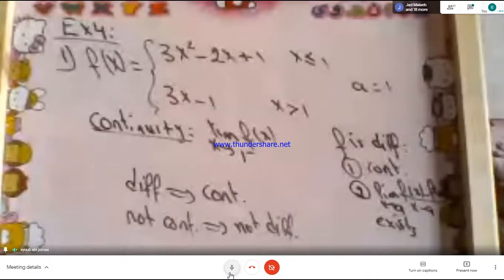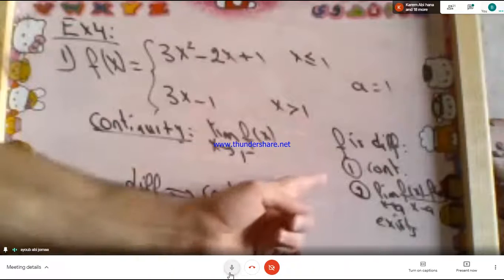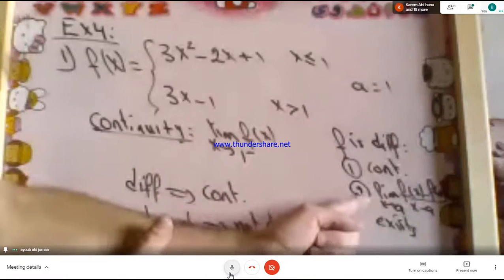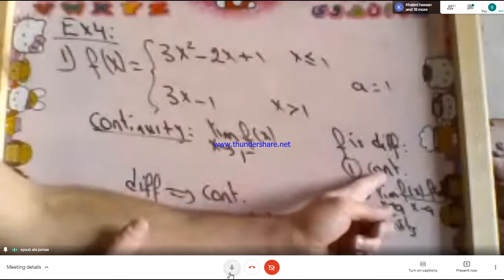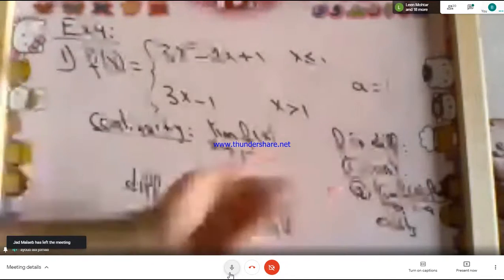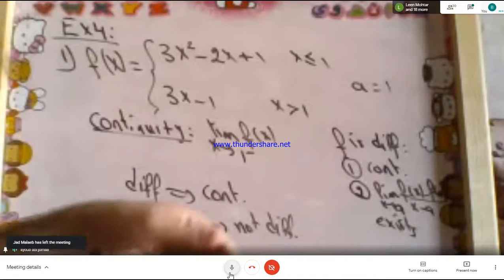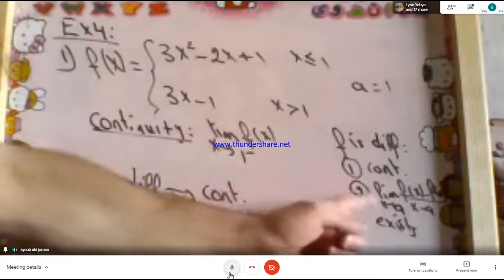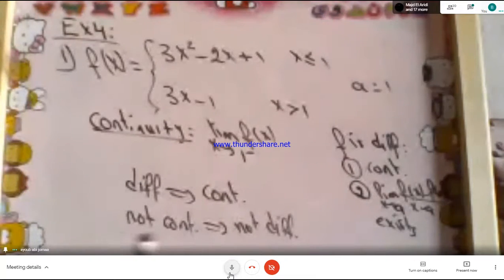In other words, if the function is differentiable, it means that it should be continuous, and second, the limit here should exist. If the function is not continuous, I stop. Our condition is not satisfied. You stop; it is not differentiable. If it is continuous, okay, move to the second step. Find the limit.